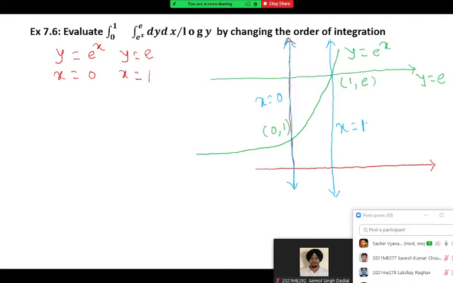Now tell me what is the region of integration? We got all four curves. These are two straight lines, x equal to 0 and x equal to 1, then y equal to e raised to x and y equal to e. So whether it is the upper region or the lower region, which is the correct one?